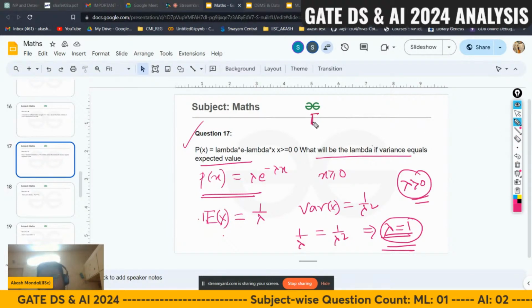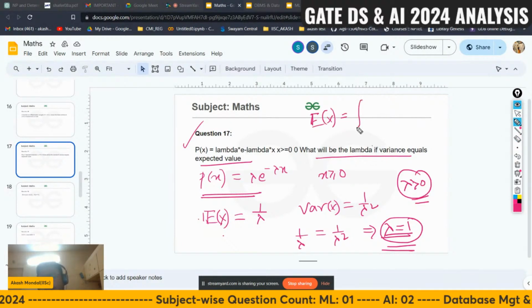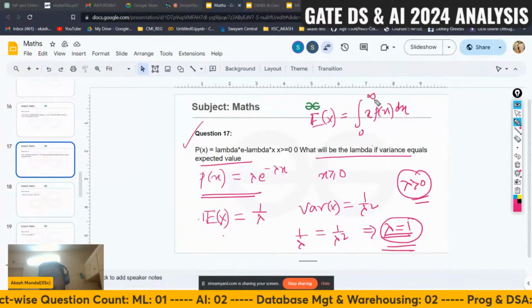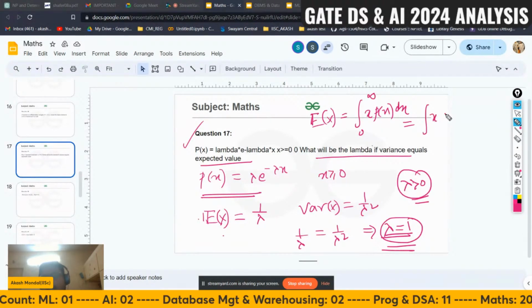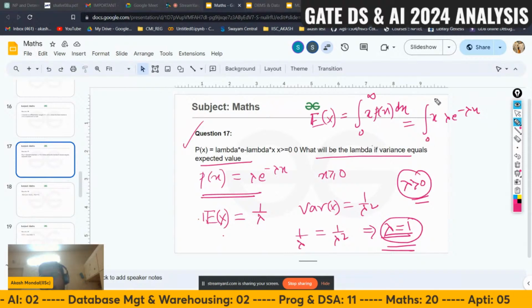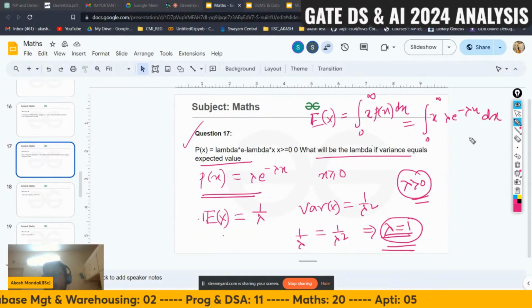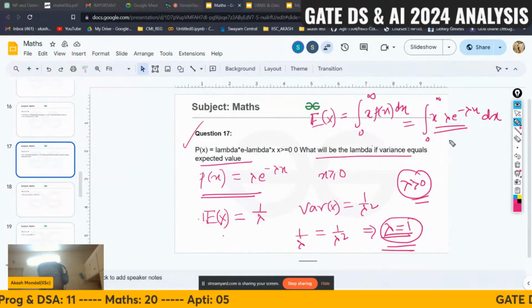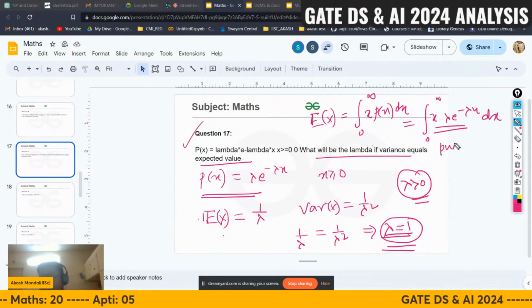The expectation formula is integral x p(x) dx, right? Now that is from 0 to infinity. So it is x lambda e power minus lambda x from 0 to infinity, dx. Now, if you see, this is basically a gamma function. So you can just reduce this.